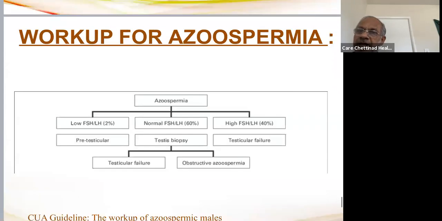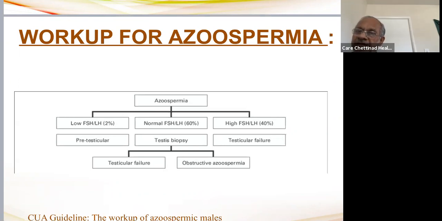This summarizes the workup of azoospermia. A man comes with azoospermia, you do an FSH. Low FSH and low LH indicate a pre-testicular cause like a hypothalamo-pituitary problem. If it's a high FSH, it indicates seminiferous tubular failure or testicular failure.